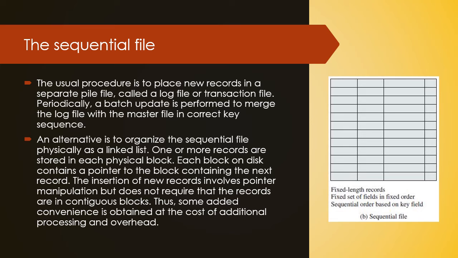An alternative is to organize the sequential file physically as a linked list. One or more records are stored in each physical block. Each block on disk contains a pointer to the block containing the next record. The insertion of new records involves pointer manipulation but does not require that the records are in contiguous blocks. Thus, some added convenience is obtained at the cost of additional processing and overhead.